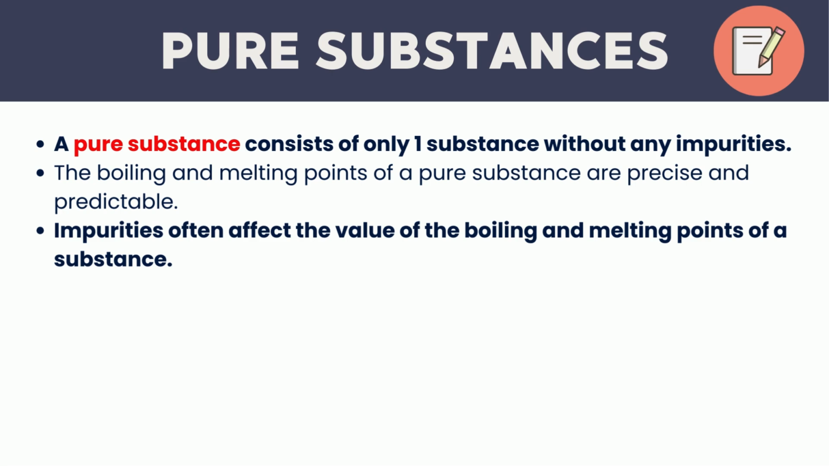Impurities often affect the value of the boiling and melting point of a substance. For example, seawater. Its freezing point is less than 0 degrees Celsius, and its boiling point is way more than 100 degrees Celsius. It's also the same with other substances containing impurities.